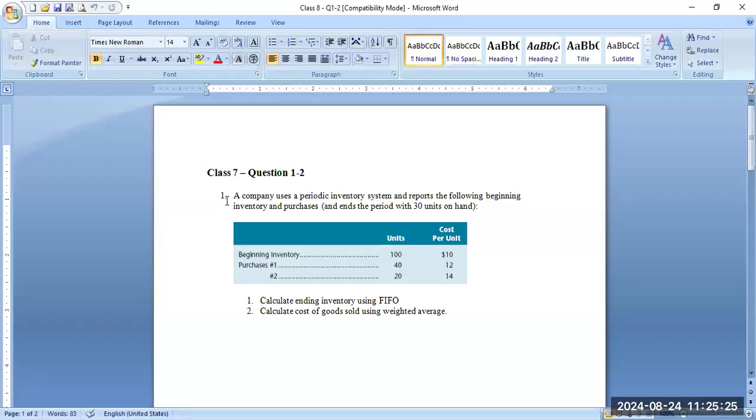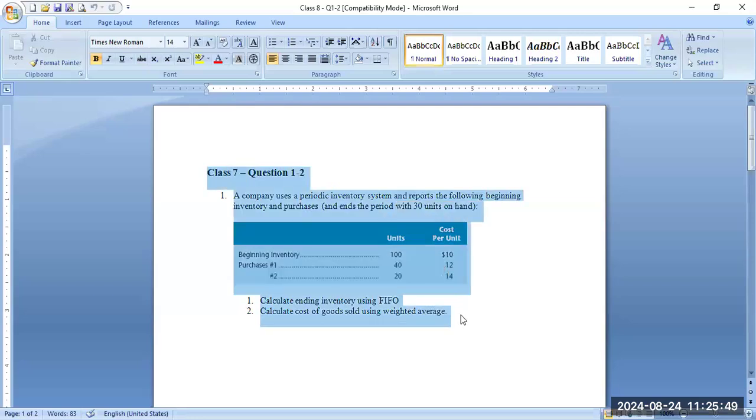Again, the company using the periodic inventory system reports the following beginning inventory and purchases. At the end of the period they counted and found 30 units on hand. We have to calculate ending inventory using first in first out and cost of goods sold using the weighted average. What do we have to do in this type of questions? First, copy the question, move to Excel spreadsheet right away.